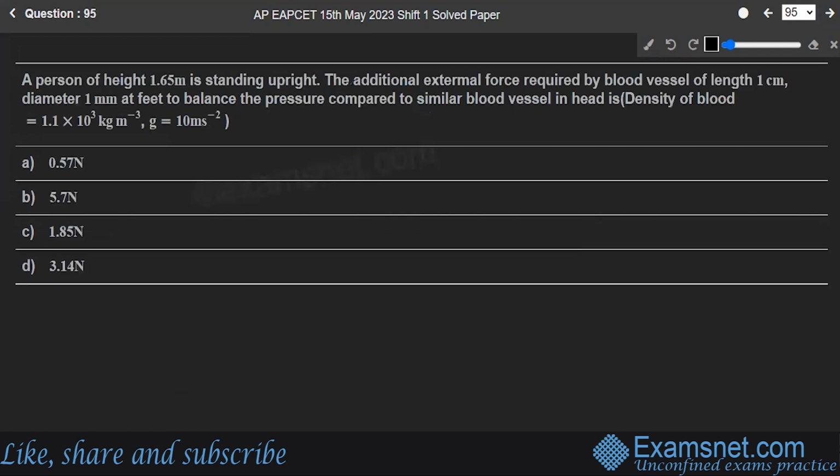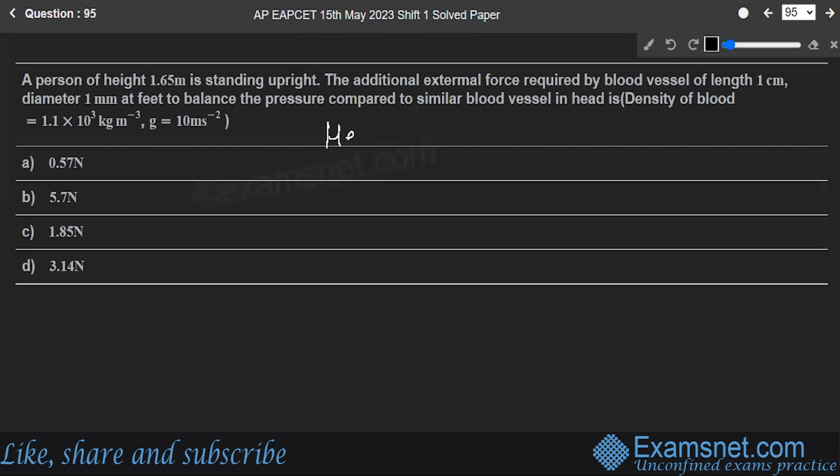A person of height 1.65 meters is standing upright. The additional external force required by a blood vessel of length 1 centimeter and diameter 1 mm at the feet, to balance the pressure compared to a similar blood vessel in the head, is? Here the density of the blood is given to you as this, and g is this.